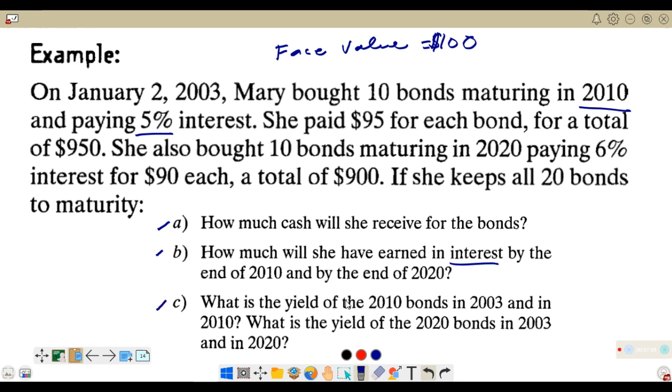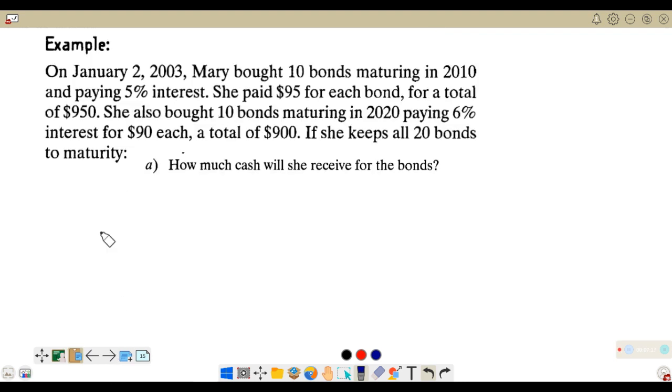Next, C, what is the yield of the 2010 bonds in 2003 and in 2010? What is the yield of the 2020 bonds in 2003 and in 2010? Okay, so let's start with the first problem. On January 2, 2003, Mary bought 10 bonds maturing in 2010.